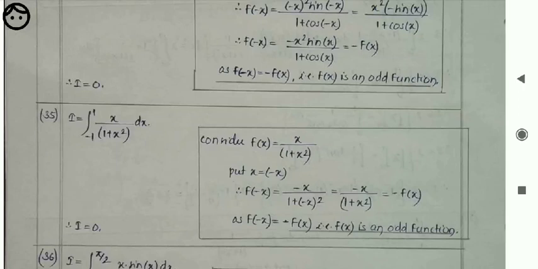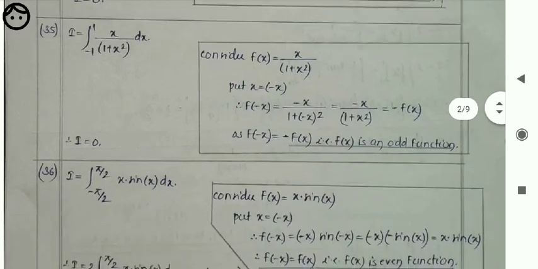Minus x the whole square is x square, so it is minus x upon 1 plus x square. Minus, taking it a little outside, x upon 1 plus x square, which is the original function, so it is minus f of x. So f of minus x comes out to be minus f of x, means the function is odd, and for an odd function the answer is no requirement of calculation, directly 0.